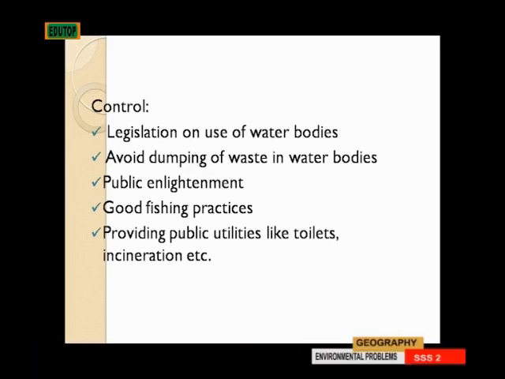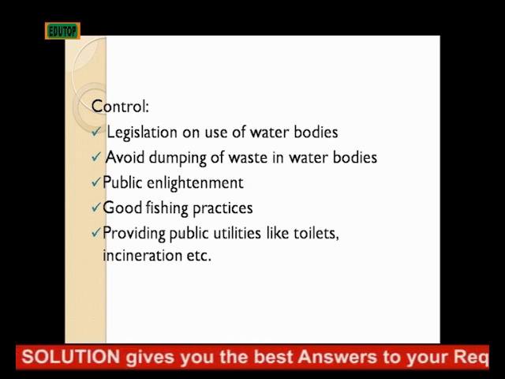And people should be made to understand the impact of some of these human activities on the water and the environment at large. And in a way, the government should provide public facilities or utilities like toilets and incinerators.